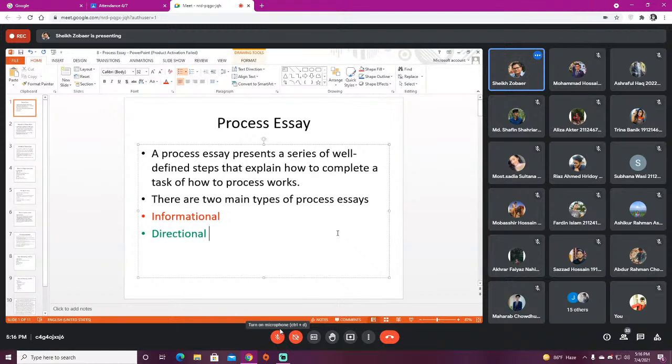Okay, so yeah, with a directional process essay, the kind of topics that you get are all closely related to your own personal experience. But again, different people have different versions of the same experience, so definitely they will write differently on the same topic. Okay, and that is absolutely fine. So these are the key differences.